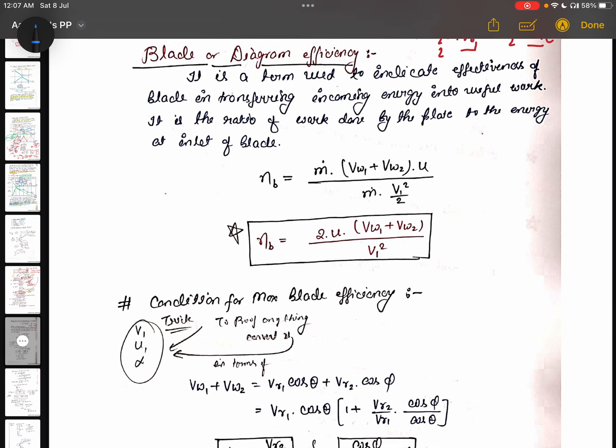It is a term used to indicate the effectiveness of the blade in transferring incoming energy into useful work. It's called the blade or diagram efficiency. So how can we define this? It is the ratio of work done by the blade to the energy at the inlet of the blade.